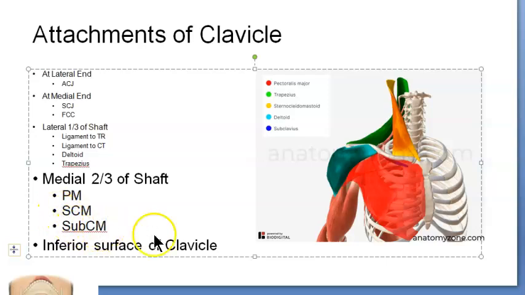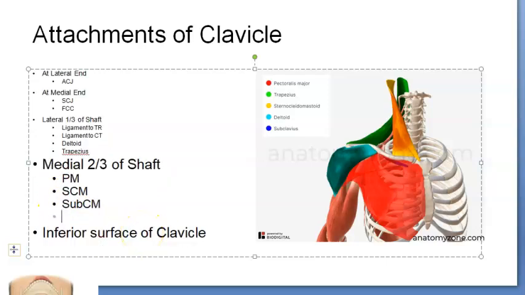Then what else? There are some things that they are saying, like some costoclavicular ligament. Right here, some costoclavicular ligament is there. Some ligaments you add here and there.